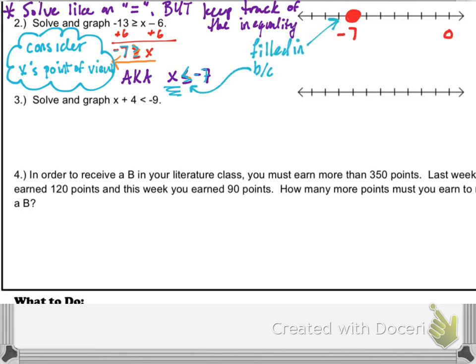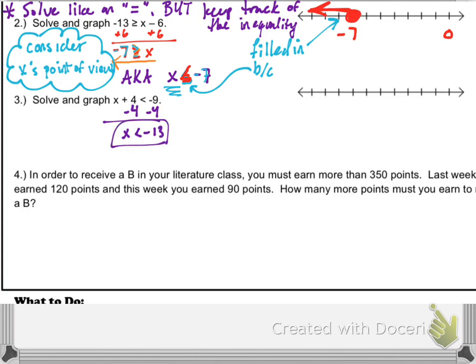Now, I filled in the circle because it's a less than or equal to symbol. And then all the x's that are less than -7 would be to the left, right? -10 would be less than -7, -100 would be less than -7, anything to the left. All right, so solving the next one.